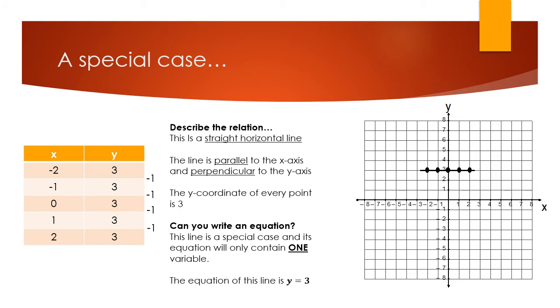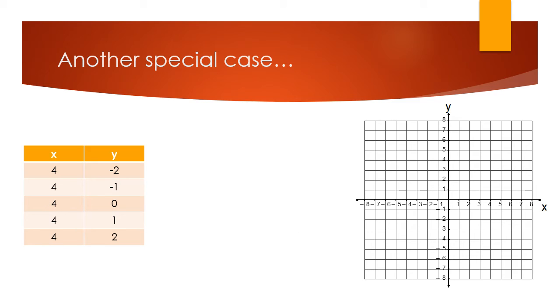Okay, let's look at one more case. This time it's switched, and we have 4 for x and -2 for y, 4 for x, -1 for y, 4 for x, 0 for y, 4 for x, 1 for y, 4 for x, 2 for y. So let's graph it. We get (4, -2), (4, -1), (4, 0), (4, 1), and (4, 2). Draw our line. This one is a vertical line.